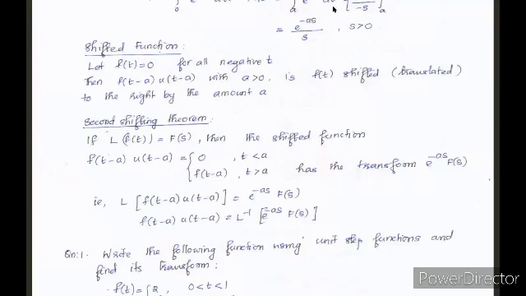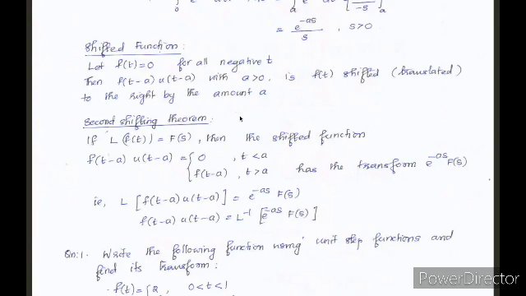Next is the shifted function. If f of t equals 0 for all negative values of t, that is, the function f of t is defined only for positive values, so for negative values f of t is equal to 0, then f of t minus a times the unit step function u of t minus a, with a greater than 0, is f of t shifted to the right by an amount a. So the function f of t is just shifted to the right by an amount a.